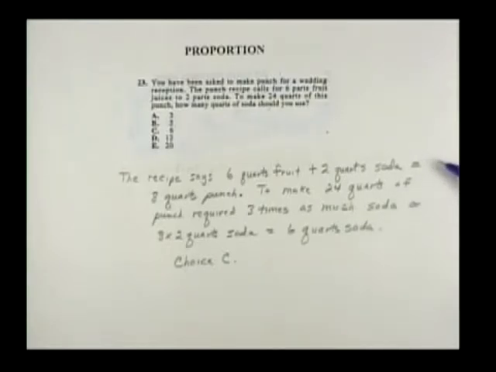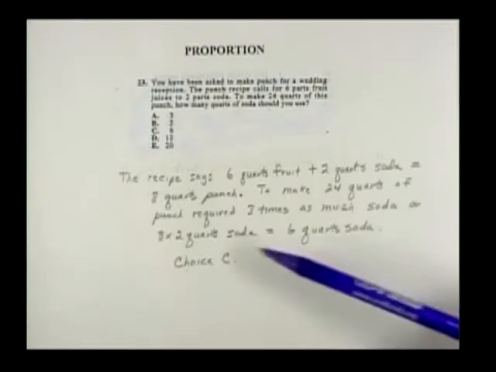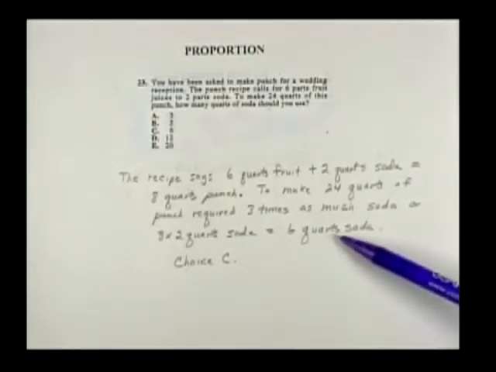The recipe calls for 6 quarts fruit plus 2 quarts of soda, or a total of 8 quarts altogether. To make 24 quarts of punch requires 3 times as much soda, or 3 times 2 quarts of soda equals 6 quarts of soda. The choice is C.